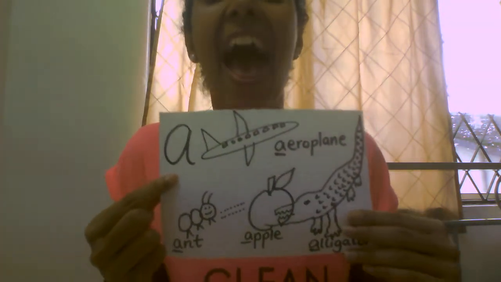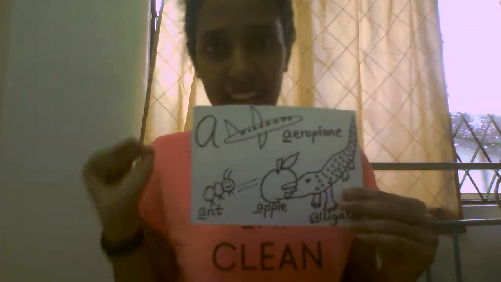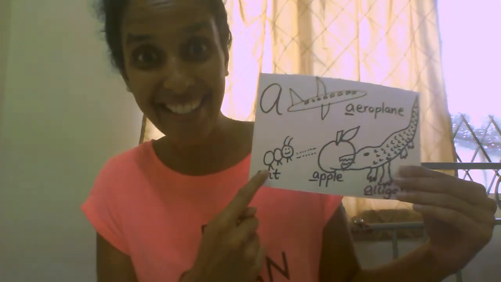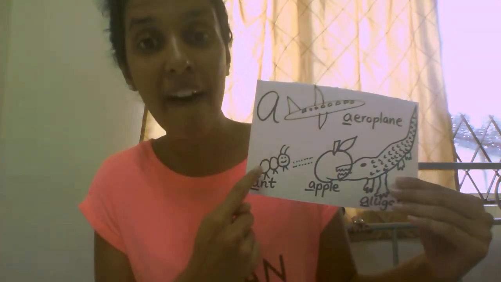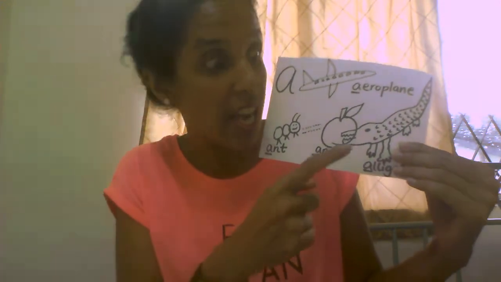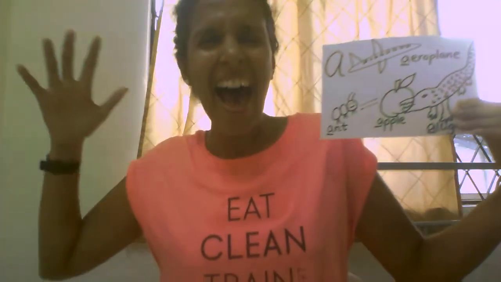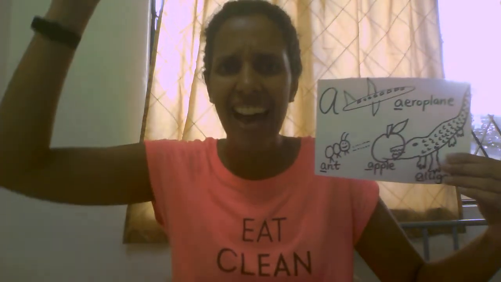And this story is about the letter sound ah. Once upon a time, there was an ant. Ant begins with a ah. Ah for ant. The ant spotted a juicy apple, and it was making its way towards the juicy apple. Apple begins with a ah.